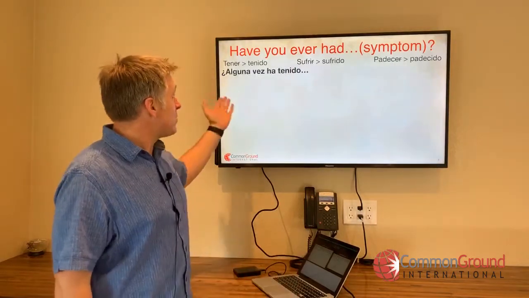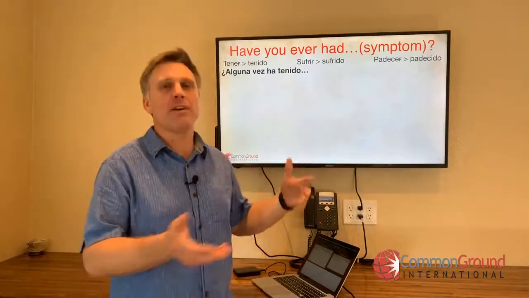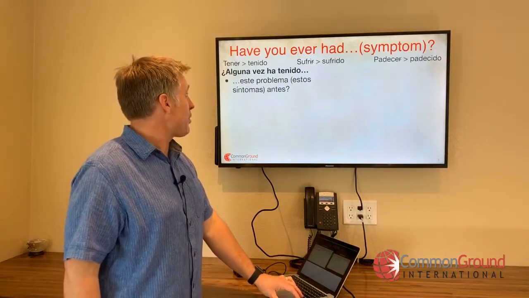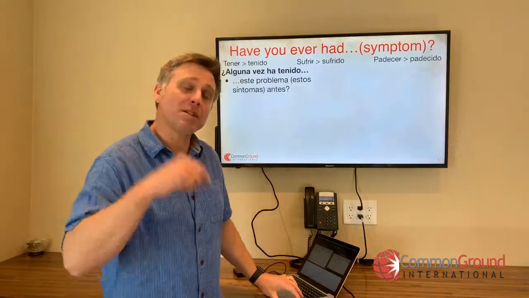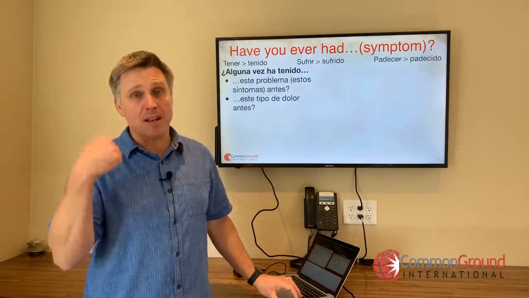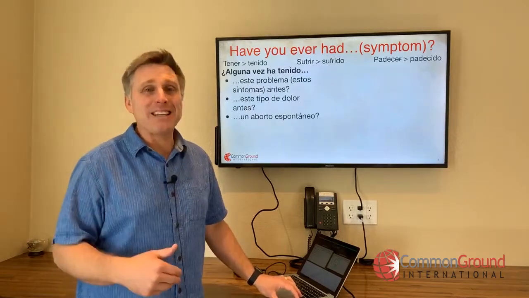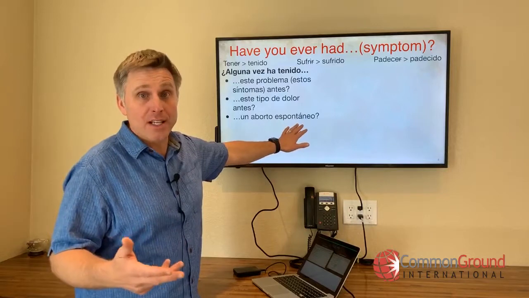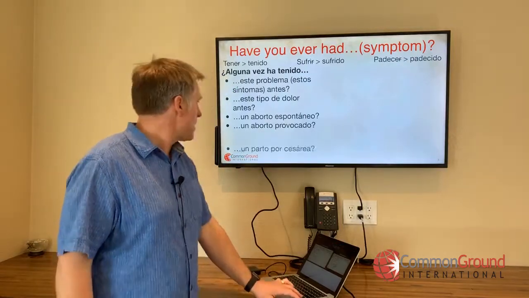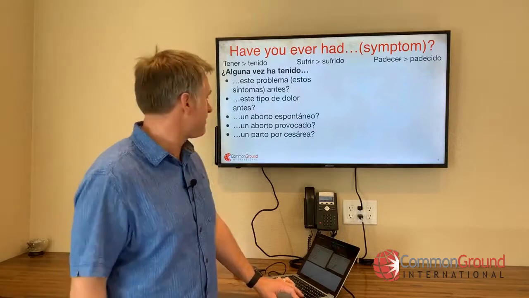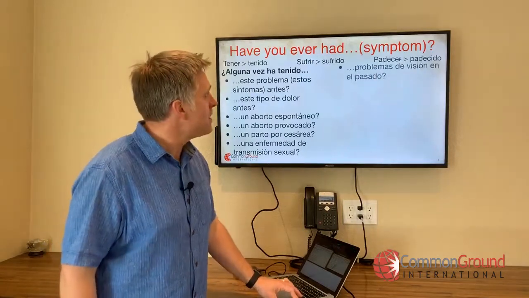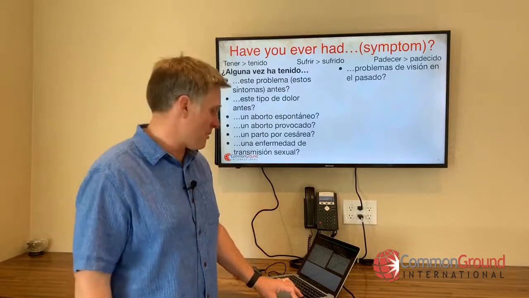Great. So, continuamos. So, ¿alguna vez ha tenido? Have you ever had? Here are some things that people put in our list in that Facebook post. Este problema or estos síntomas antes. Have you ever had this problem or these symptoms before? Este tipo de dolor antes. This kind or type of pain before. Un aborto espontáneo, a miscarriage. So, espontáneo, spontaneous, ¿verdad? Un aborto espontáneo, miscarriage. Un aborto provocado, so an abortion. Un parto por cesárea, a C-section. Una enfermedad de transmisión sexual, so STD or STI, ¿verdad? Problemas de visión en el pasado, so vision problems in the past.